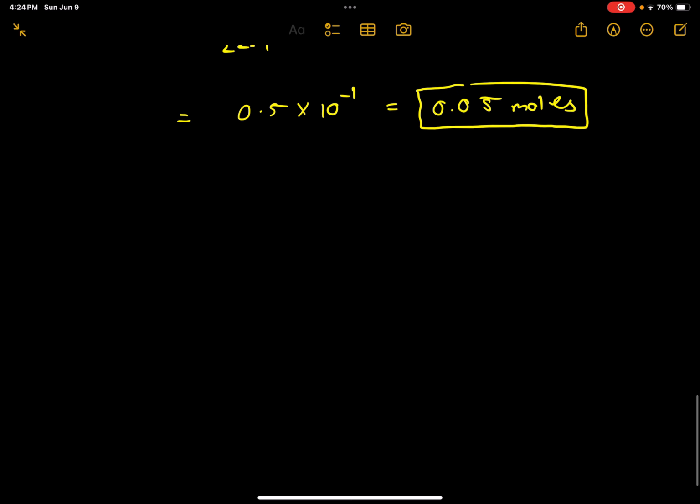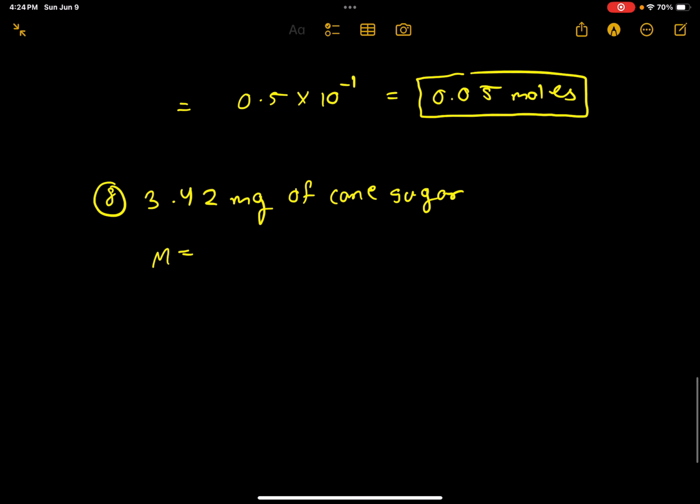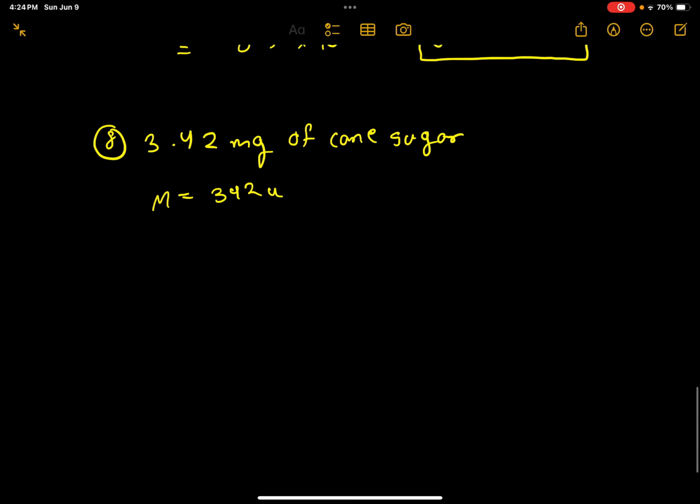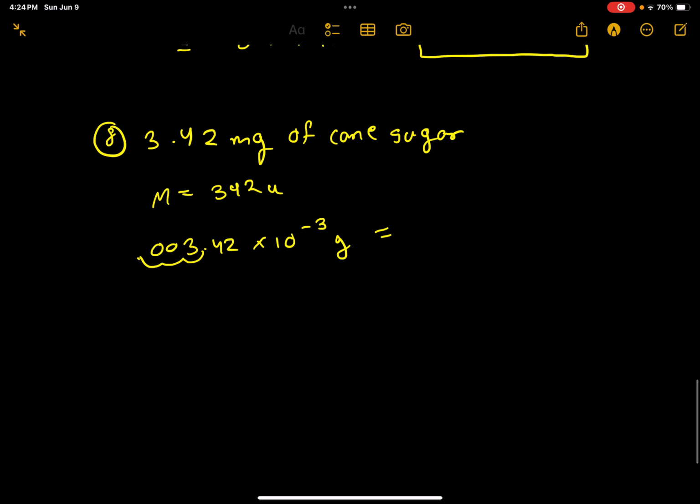Now let's take the 8th question. 3.42 milligram of cane sugar. Now the molecular mass of cane sugar is equal to 342 units, and 3.42 milligram is equal to 3.42 times 10 to the minus 3 gram, which is equal to 0.00342 gram.